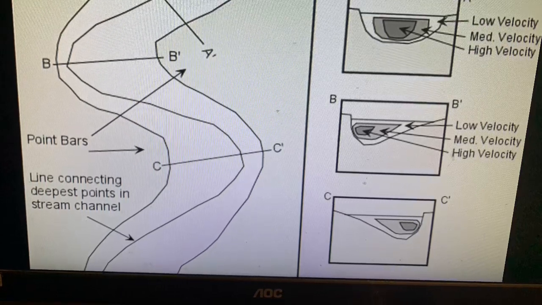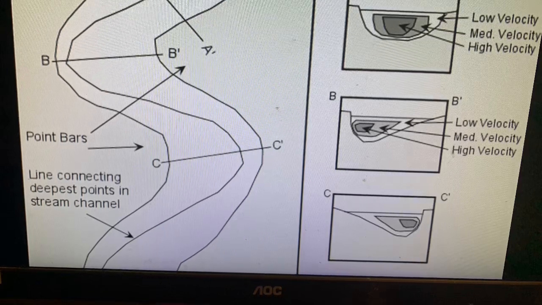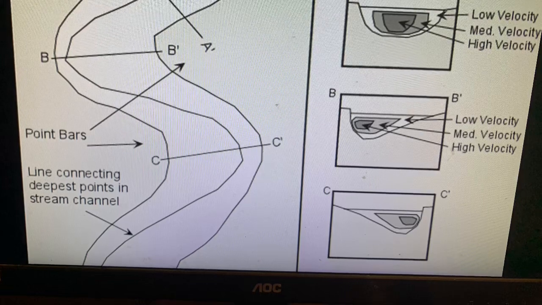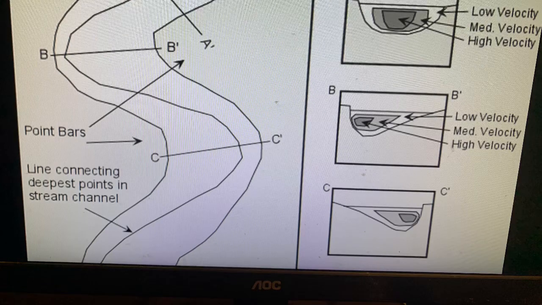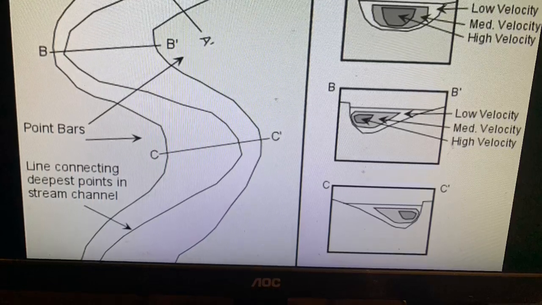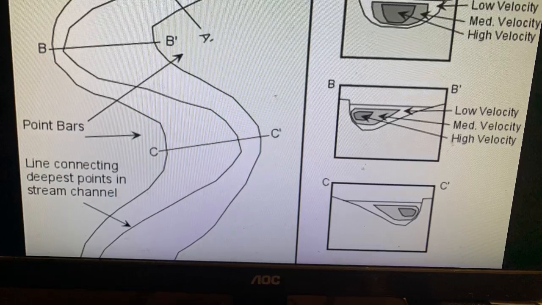C is the inverse. At C, you get the opposite process happening. Okay? When you get to C and C prime, it's a flipped over image. Now C prime is where the fast water is going, and C is where the slow water is going. And so that's going to give you a very different view, and that's why the image looks slightly different in that picture.